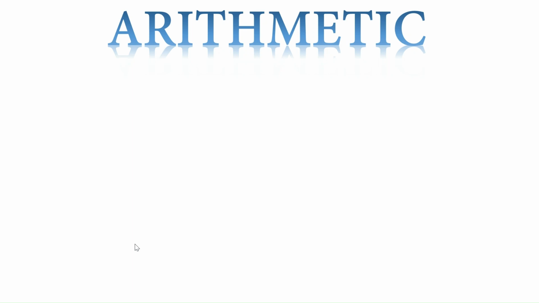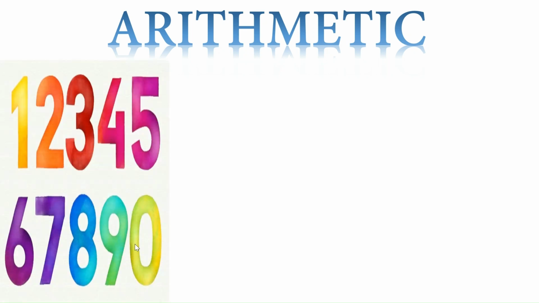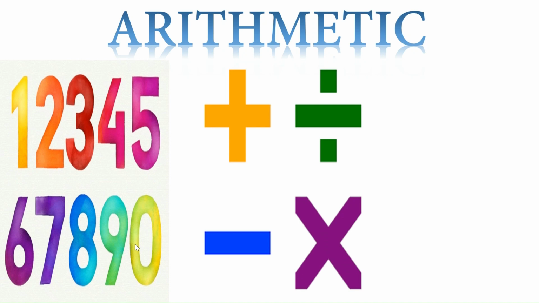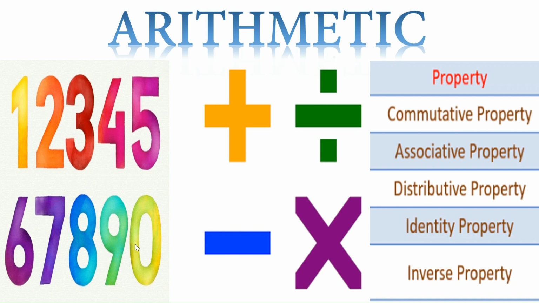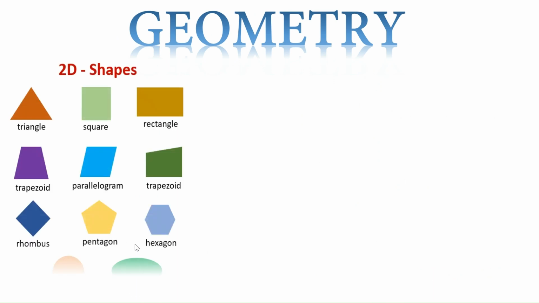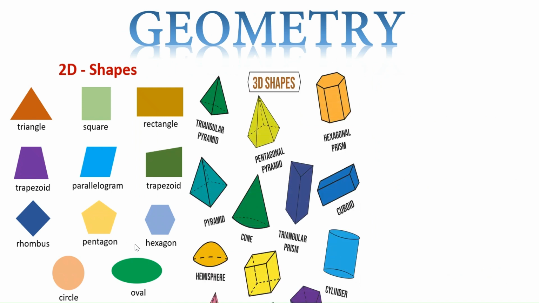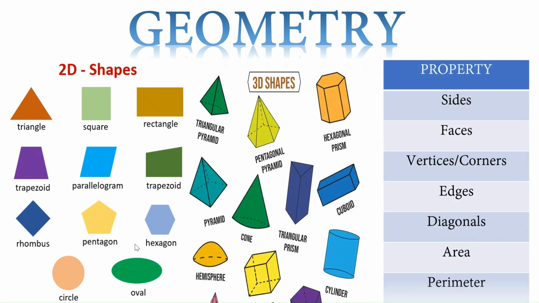Arithmetic is a branch of maths that deals with numbers, operations on the numbers like addition, subtraction, multiplication, and division, and various properties like commutative, associative, distributive, inverse, and identity. Geometry is a branch of mathematics that deals with 2D shapes like square, rectangle, and so on, 3D shapes like cube, cuboid, and the properties like area, perimeter, volume. So these all come under geometry.